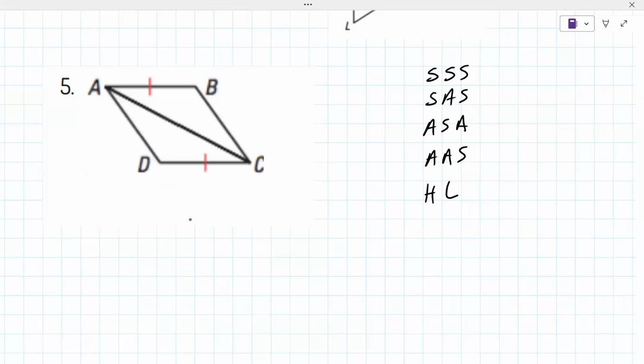So, we do have a side, but do we have an angle? Are there any angles that you can prove are congruent? And you're correct. It is no.